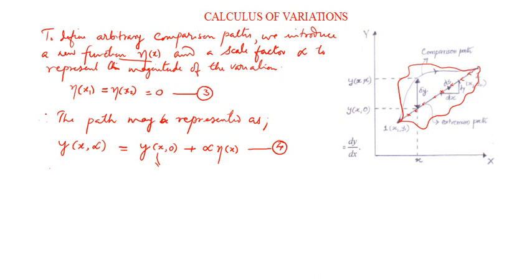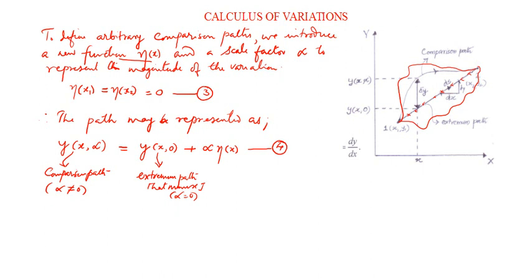So yx0 denotes the extremum, or optimum, path, the extremum path that minimizes j, right? And what is that yx alpha? This is actually representing the comparison path points, for non-zero alpha, alpha not equal to 0. Here it means alpha equal to 0. That's the only difference, okay, right?